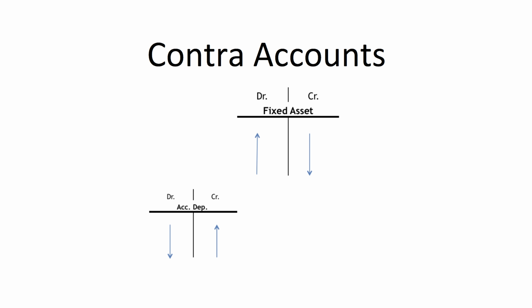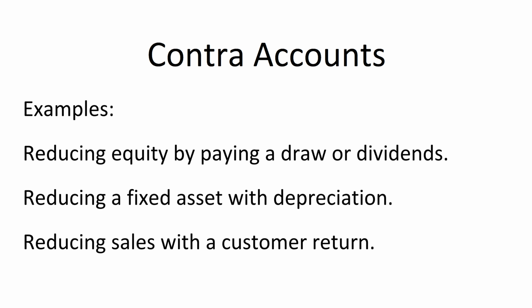So when we need to isolate a piece of information that is related to a parent account, we will often set it aside in one of these contra accounts. So that's kind of the reason why we have these things. We don't make them up just to make the lives of accounting students miserable. There's actually a purpose for them. So here are some examples of some contra account transactions.